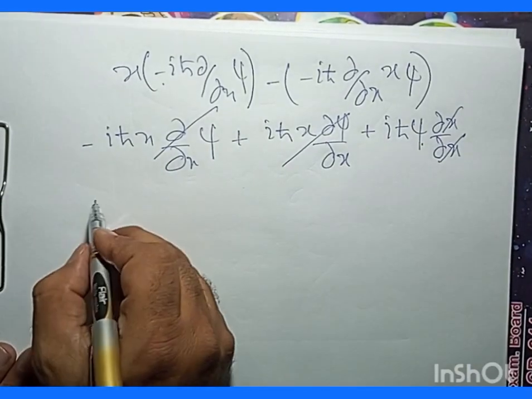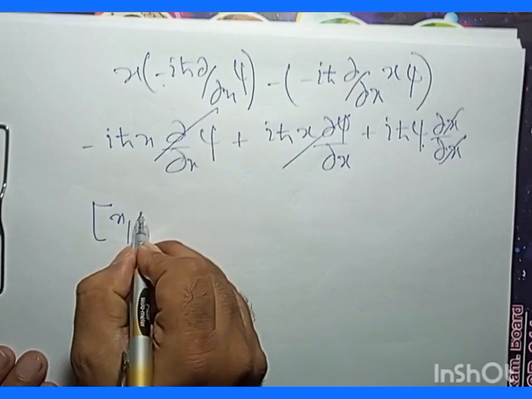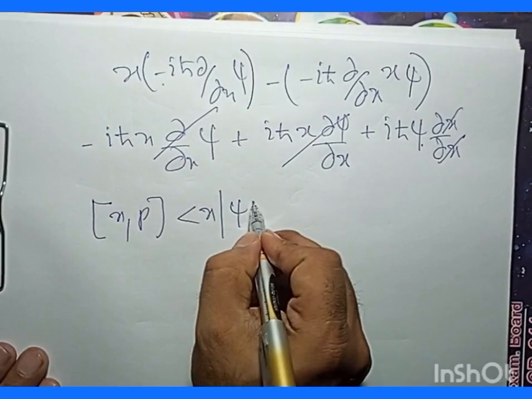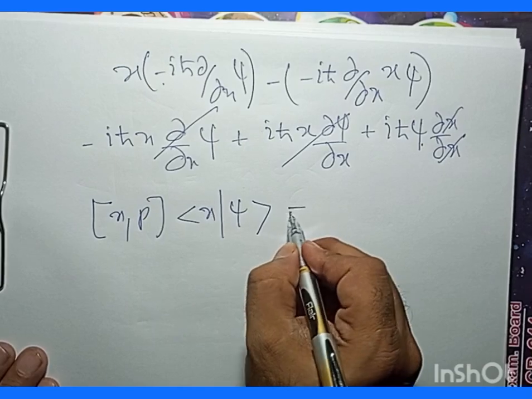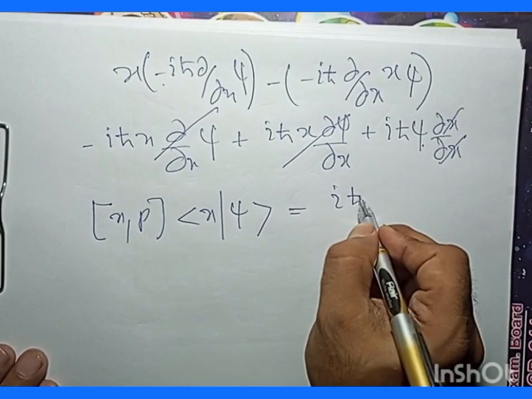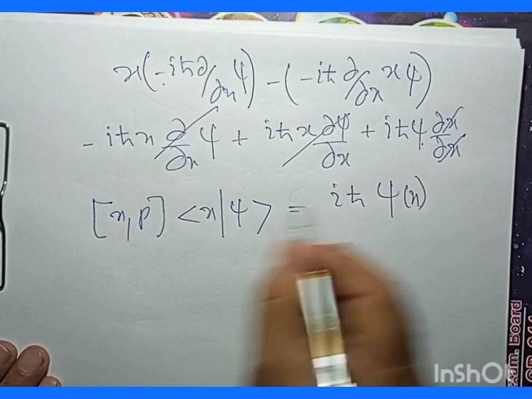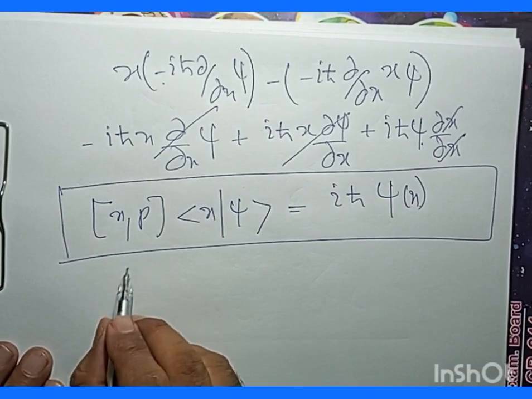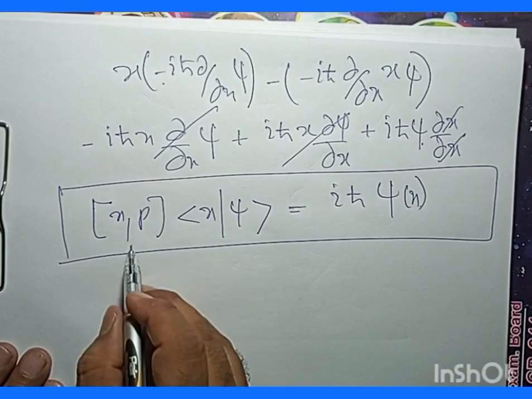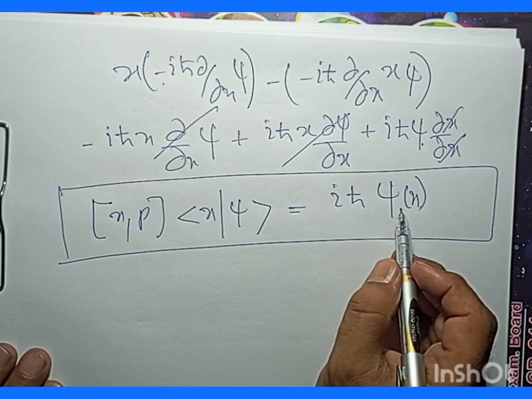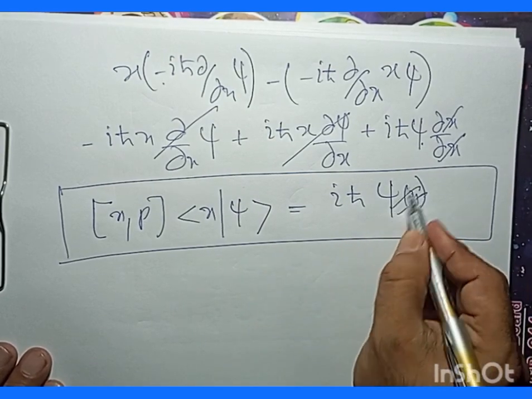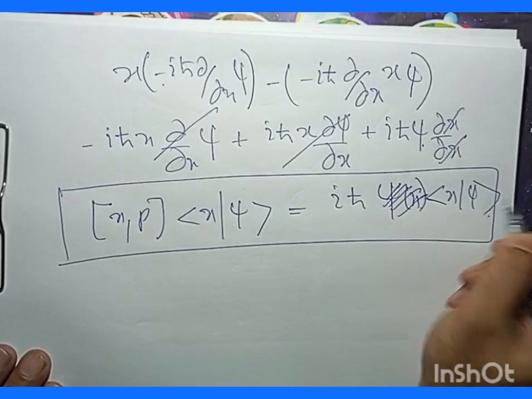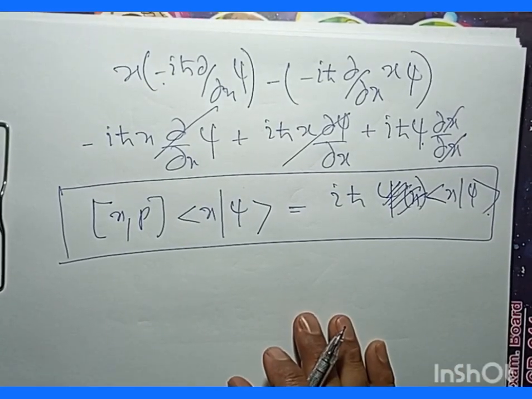So what we are getting is the commutation relation between position and momentum on the ket of x on psi, and we are obtaining iħ psi of x. So we can generalize this Heisenberg's commutation relation as this. We can generalize it for the position state, because I think it will be rather correct to write it like x and psi.